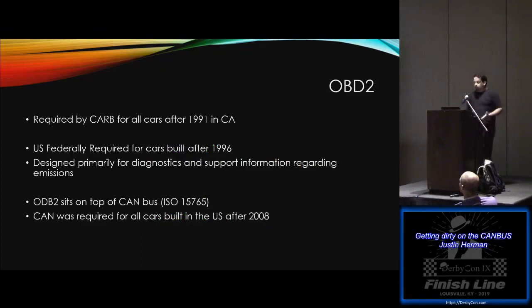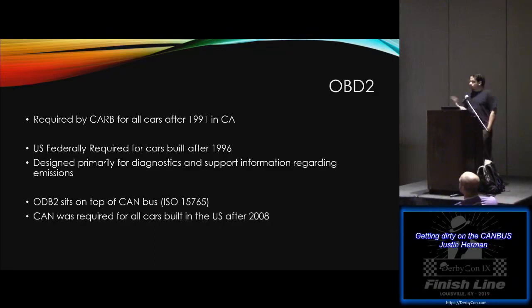So OBD2 was required by CARB, the California Air Resources Board, back in 1991, and that was really pushed for emissions testing. They were obviously having bad emission issues in the 1970s and 1980s, and California is always trying to lead and champion that. So in 1991, they required some sort of onboard diagnostics. In the US, all cars built after 1996 had to have OBD2, and it was primarily used for diagnostic support information regarding, again, just emissions.